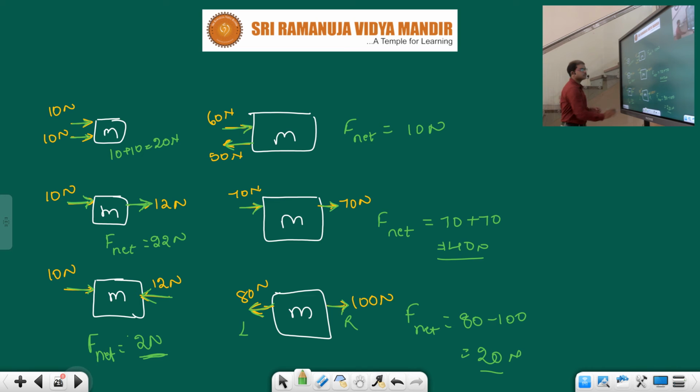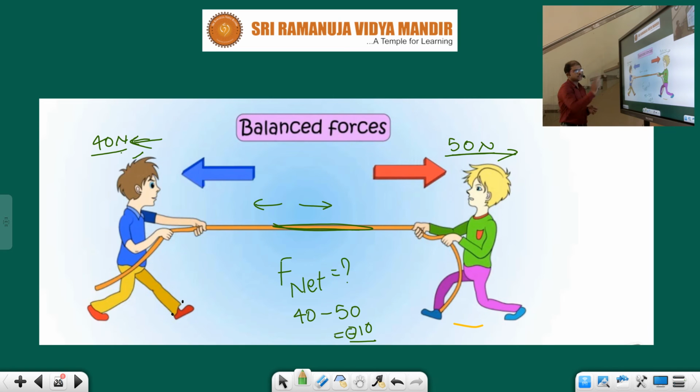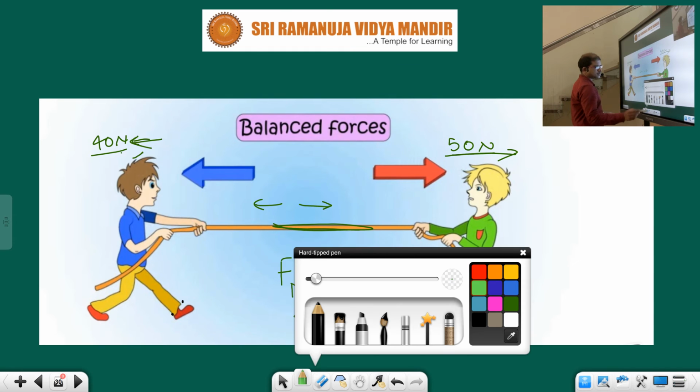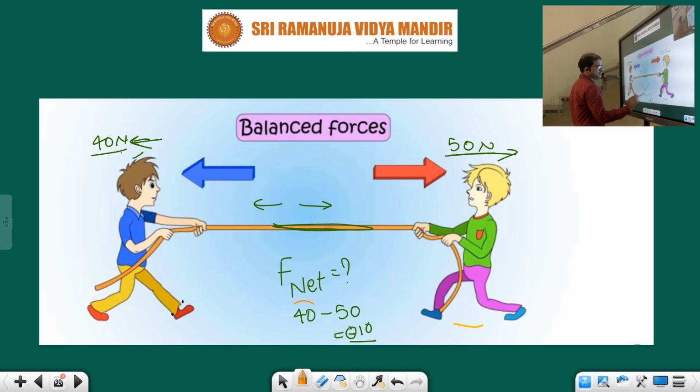Okay, next, see, children, yesterday I took examples. 40 newtons and 50 newtons, both acting in opposite directions. So net force 40 minus 50, that is minus 10. What does this minus 10 represent, children? Initially what we took as reference was 40 newtons, so the rope should move towards this boy. That is our assumption. But ultimately we got minus. What does minus represent? Opposite to our assumption. What is our assumption? Right side, so we should consider the opposite.